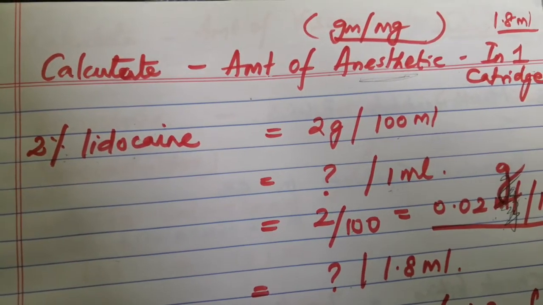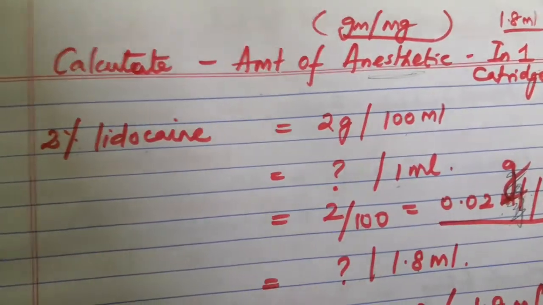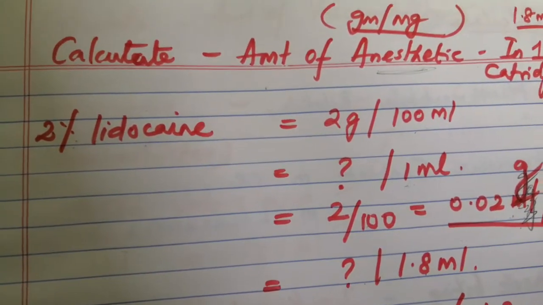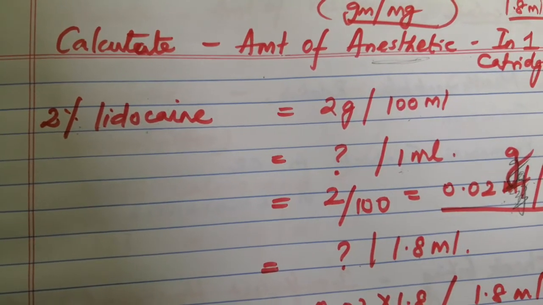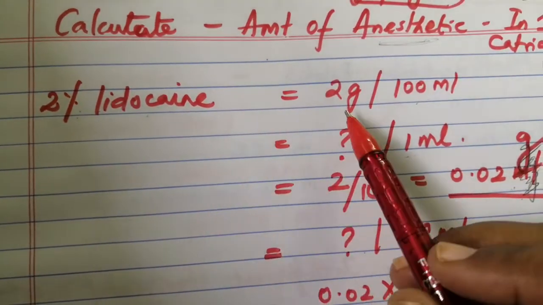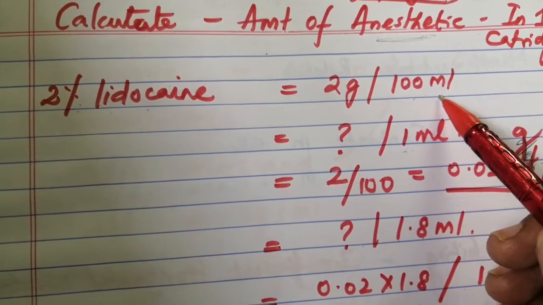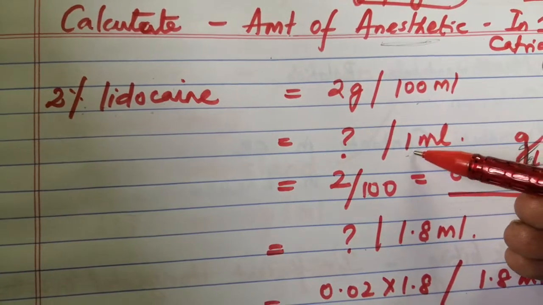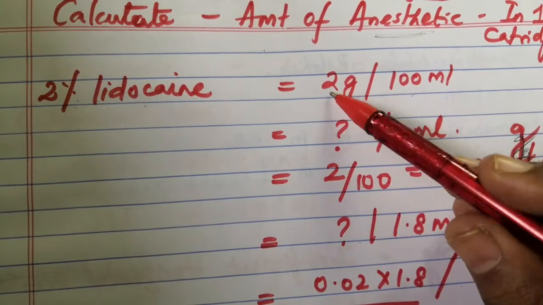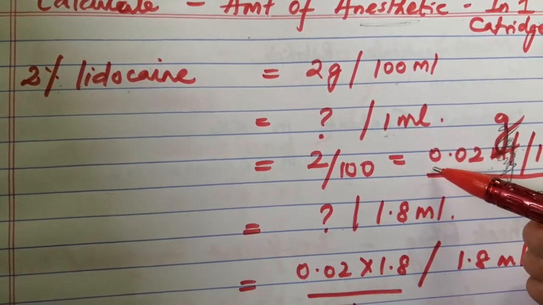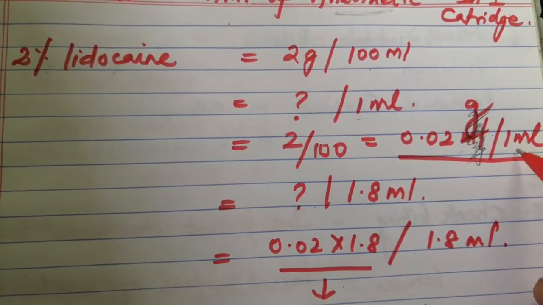For calculating the amount of anesthetic agent present in a cartridge, we consider the local anesthetic, 2% lidocaine, which will be mentioned already. 2% lidocaine means 2 grams in 100 ml. So first we convert 100 ml into 1 ml. How much lidocaine is present in 1 ml? For that you divide 2 by 100, which gives you 0.02 gram of lidocaine in 1 ml.